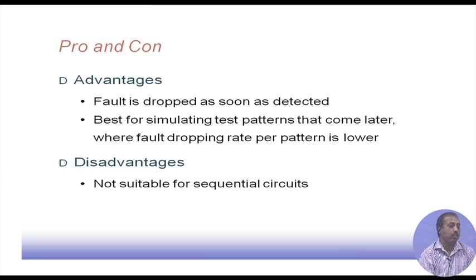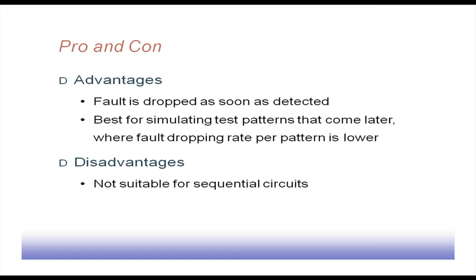So, fault is dropped as soon as detected. This is one of the very important advantages, because previously in parallel fault simulation, the problem was that until and unless all W minus 1 faults were detected, we could not drop any of those W minus 1 faults. But in this case, since the simulation is done for a single fault, as soon as the fault is detected, we can drop that particular fault.